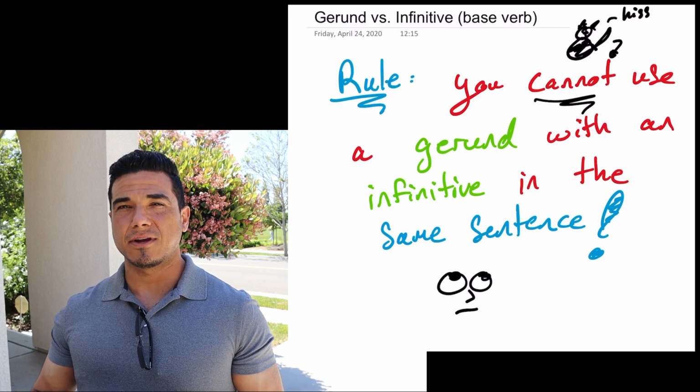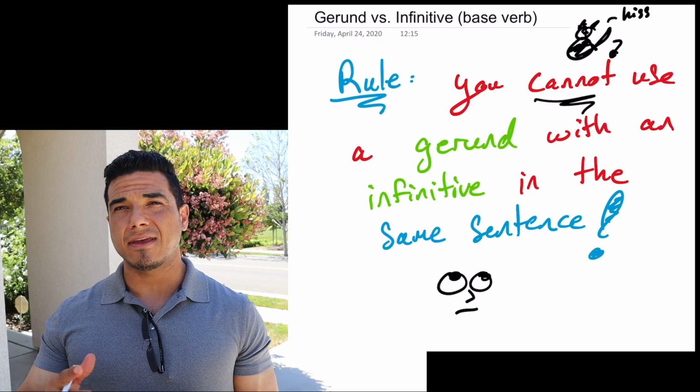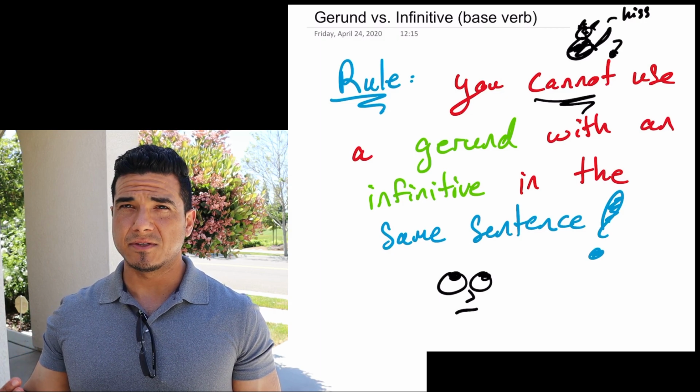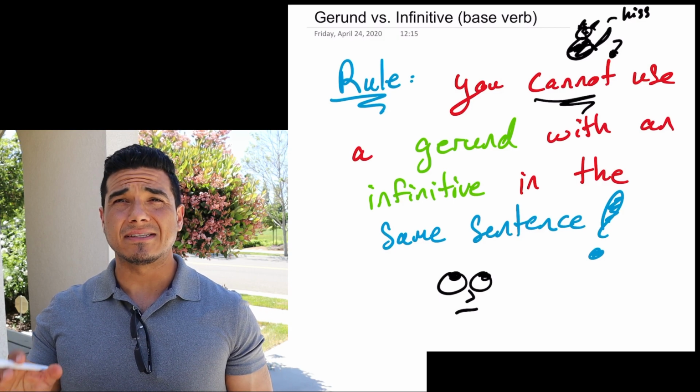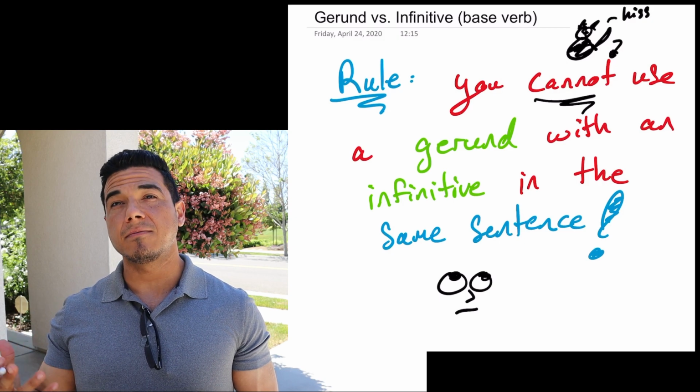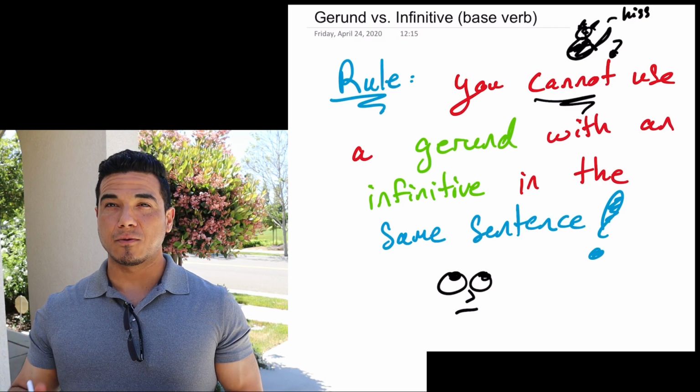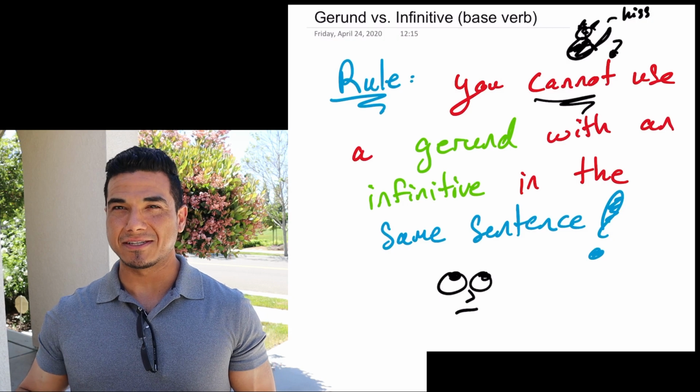Today we're going to concentrate on what are known as gerund and infinitive verbs. And just as a reminder for those that may have forgotten, an infinitive verb is what's known as its base verb, so an unmodified verb. There's a rule, and there's also a reason why we're discussing this.